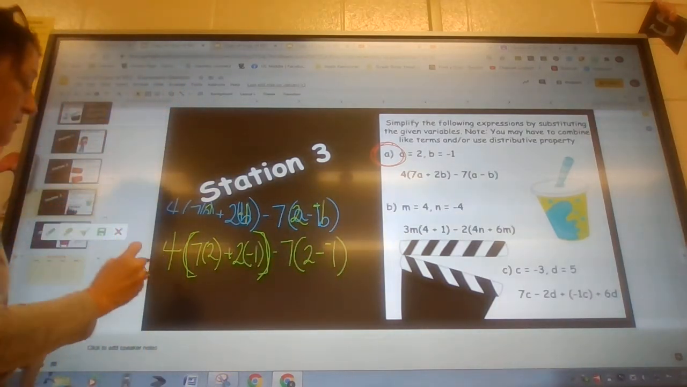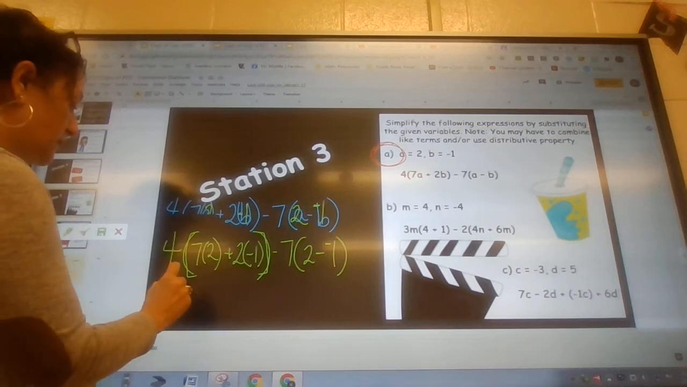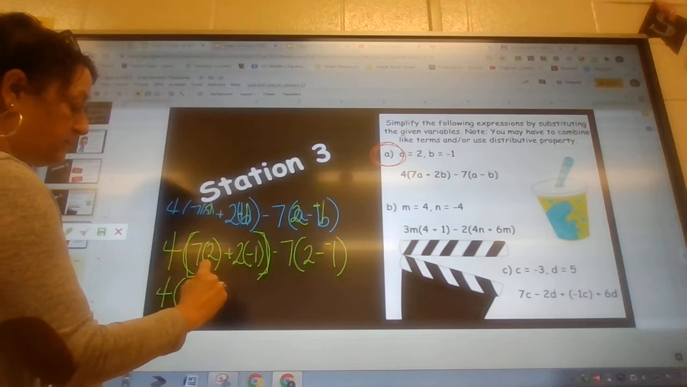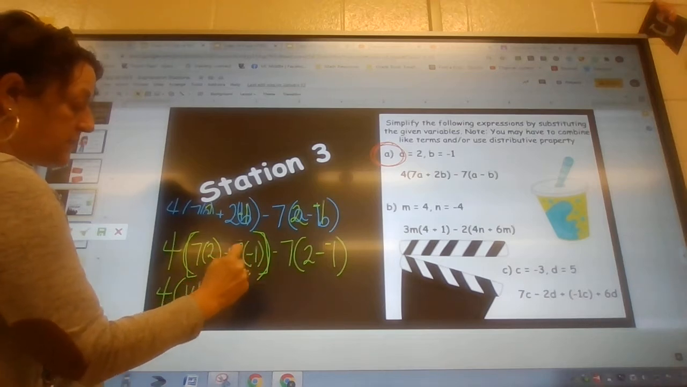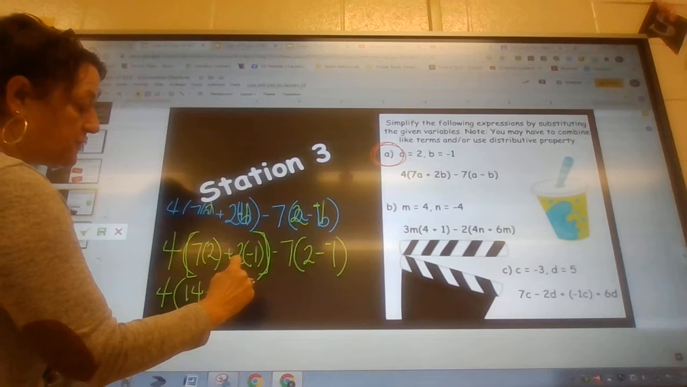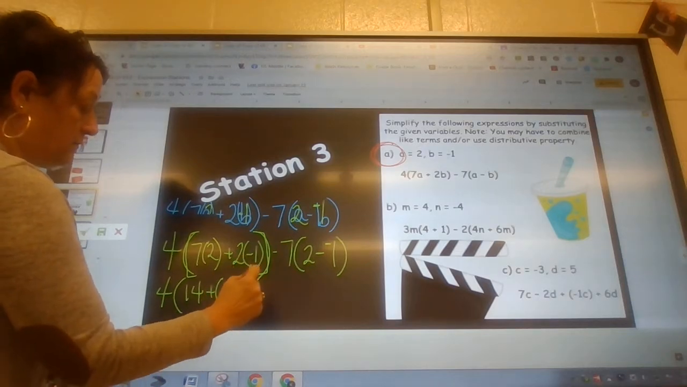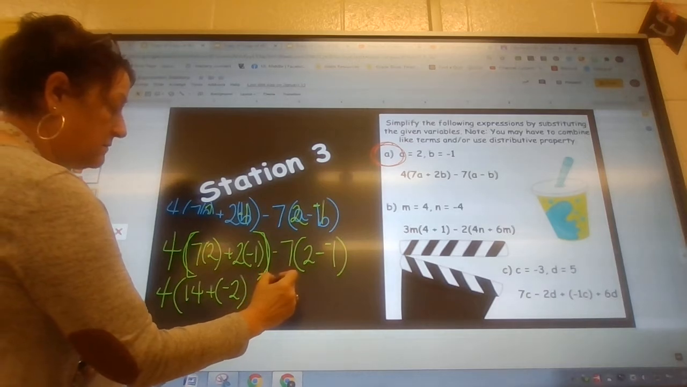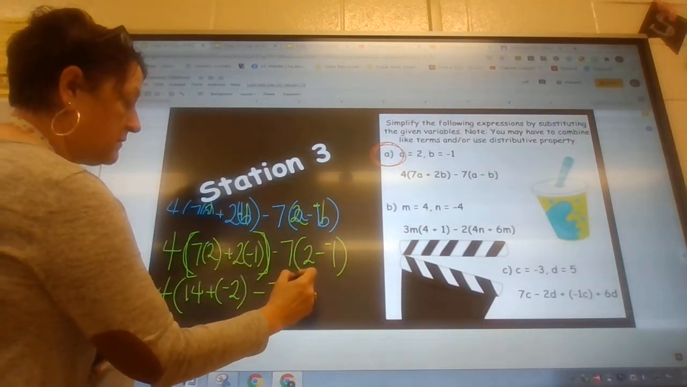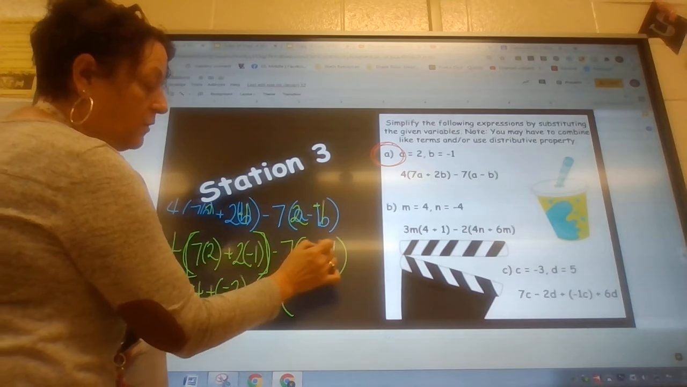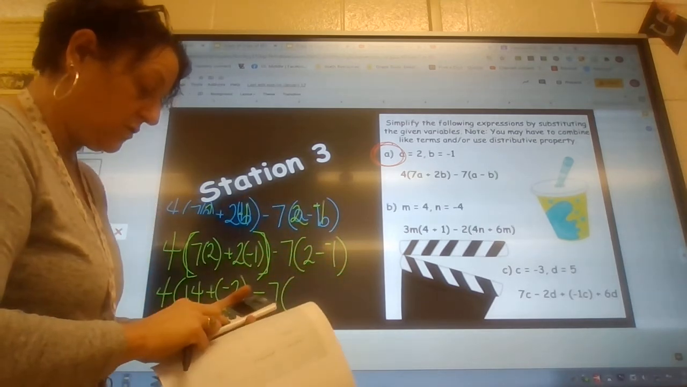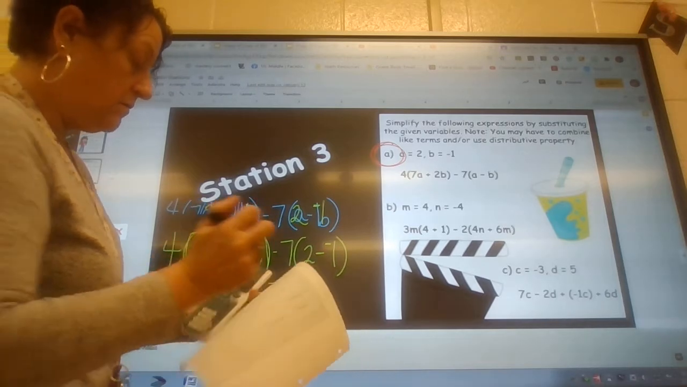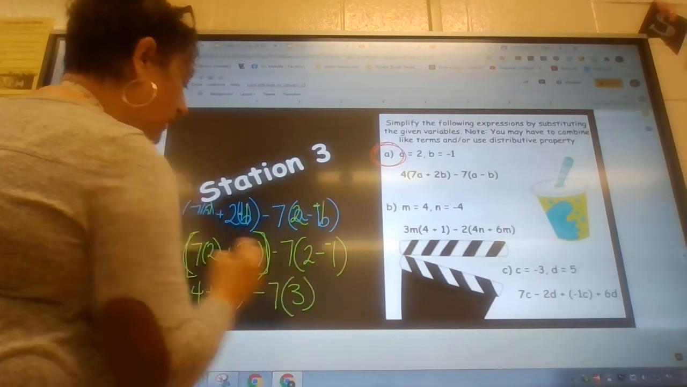So now, my 4 is sitting right here. 7 times 2 is 14. Plus 2 times negative 1 is a negative 2. Minus 7 times 2 minus a negative 1. Put that into your calculator. 2 minus a negative 1. That's a positive 3. Okay?